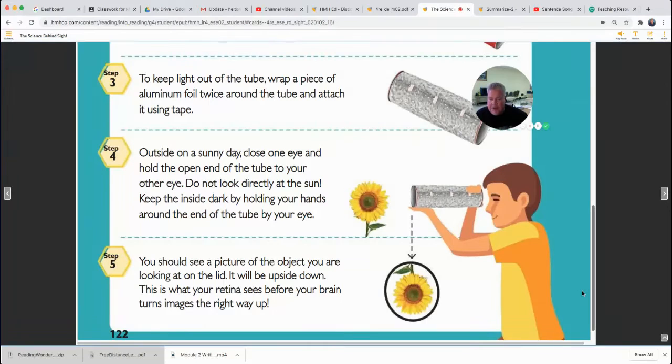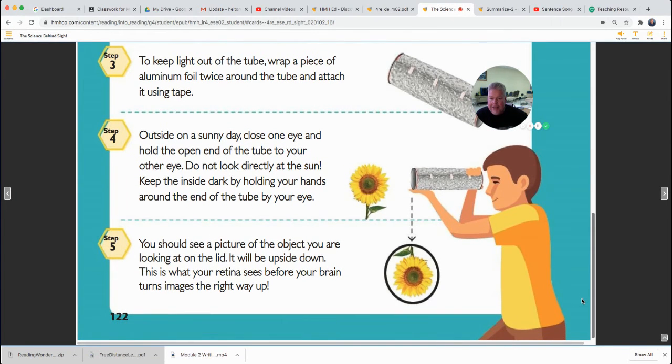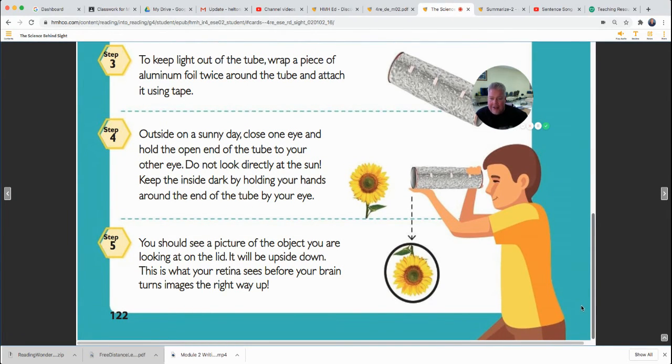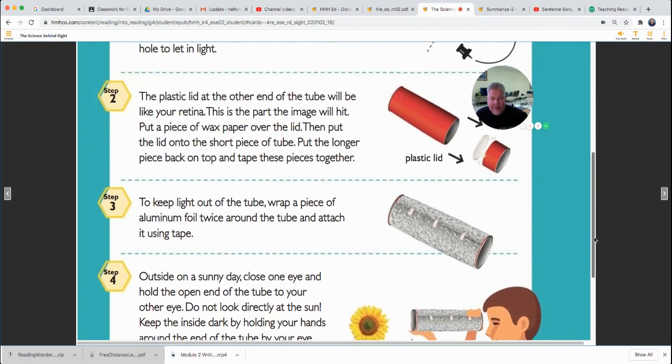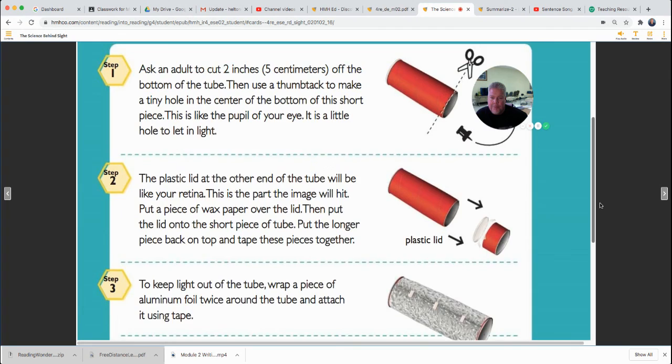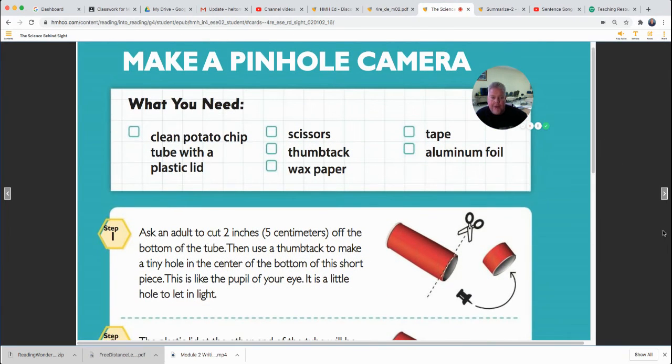You should see a picture of the object you're looking at on the lid. It will be upside down. This is what your retina sees before your brain turns the image the right way up. So that's on page 122 of your book, if you want to try to make yourself a little pinhole camera.